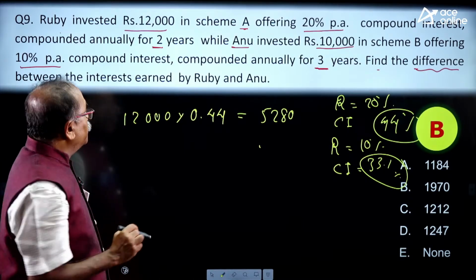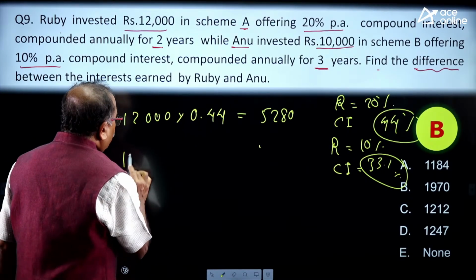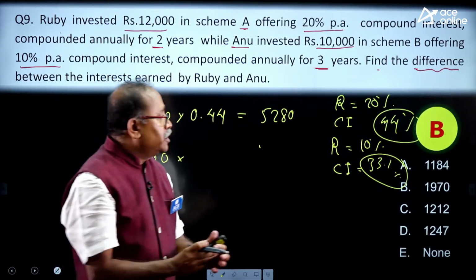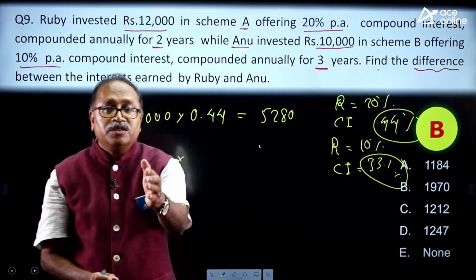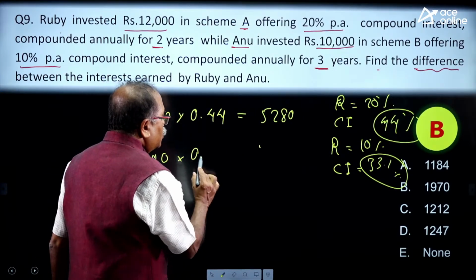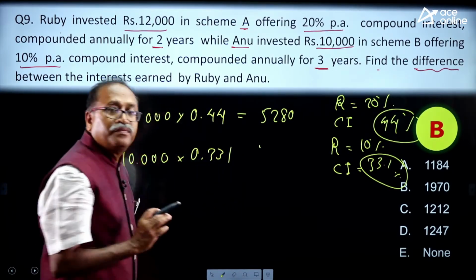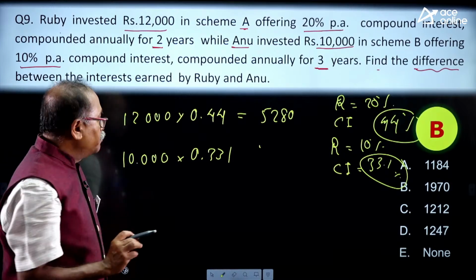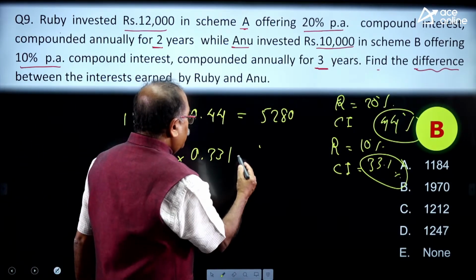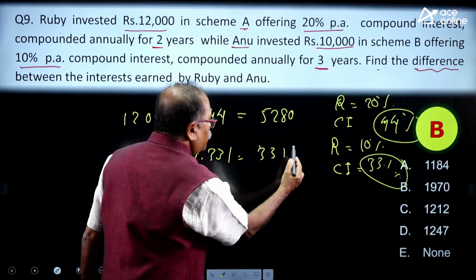What about the second one? In the second one, it is 10,000 for 3 years at the rate of 10% per annum, 33.1% total interest. So that is 0.331. That will be the compound interest on this. So let's cancel this. I will be getting 3,310.